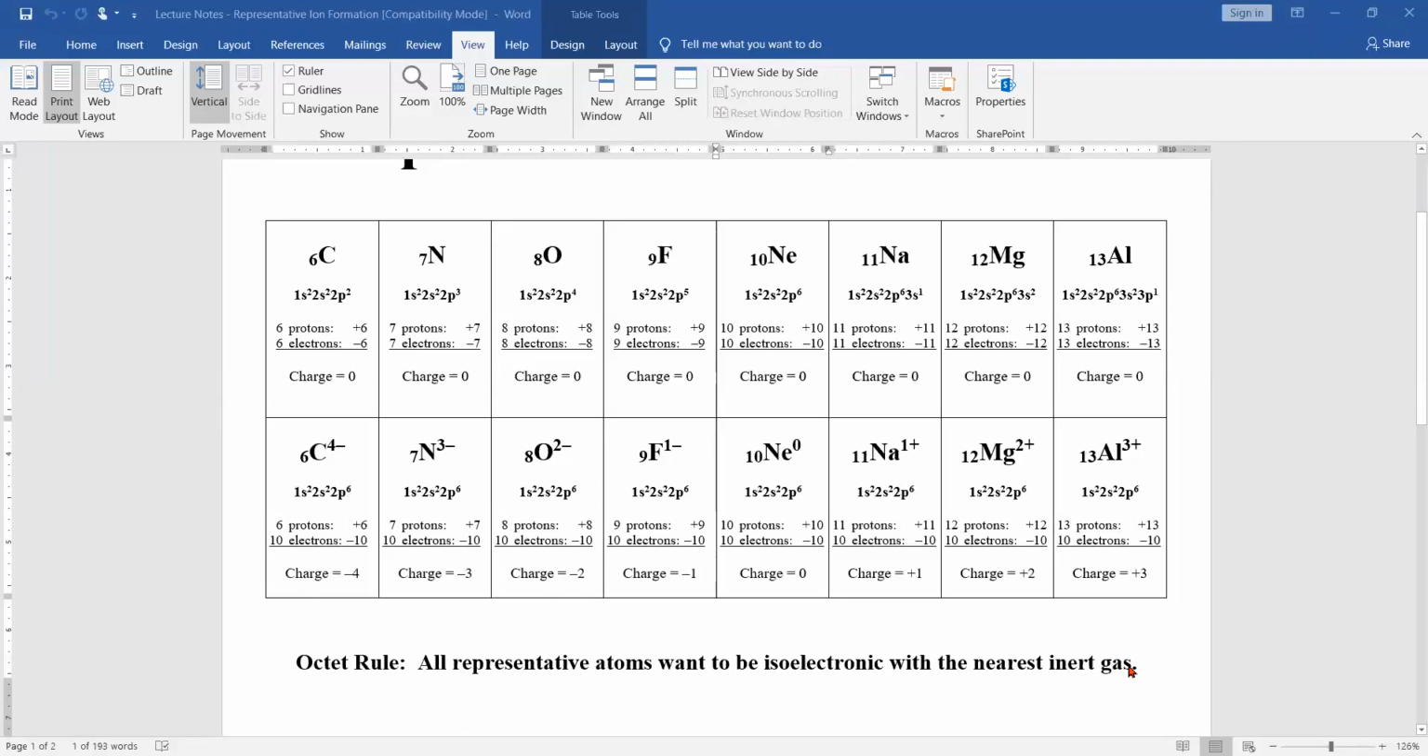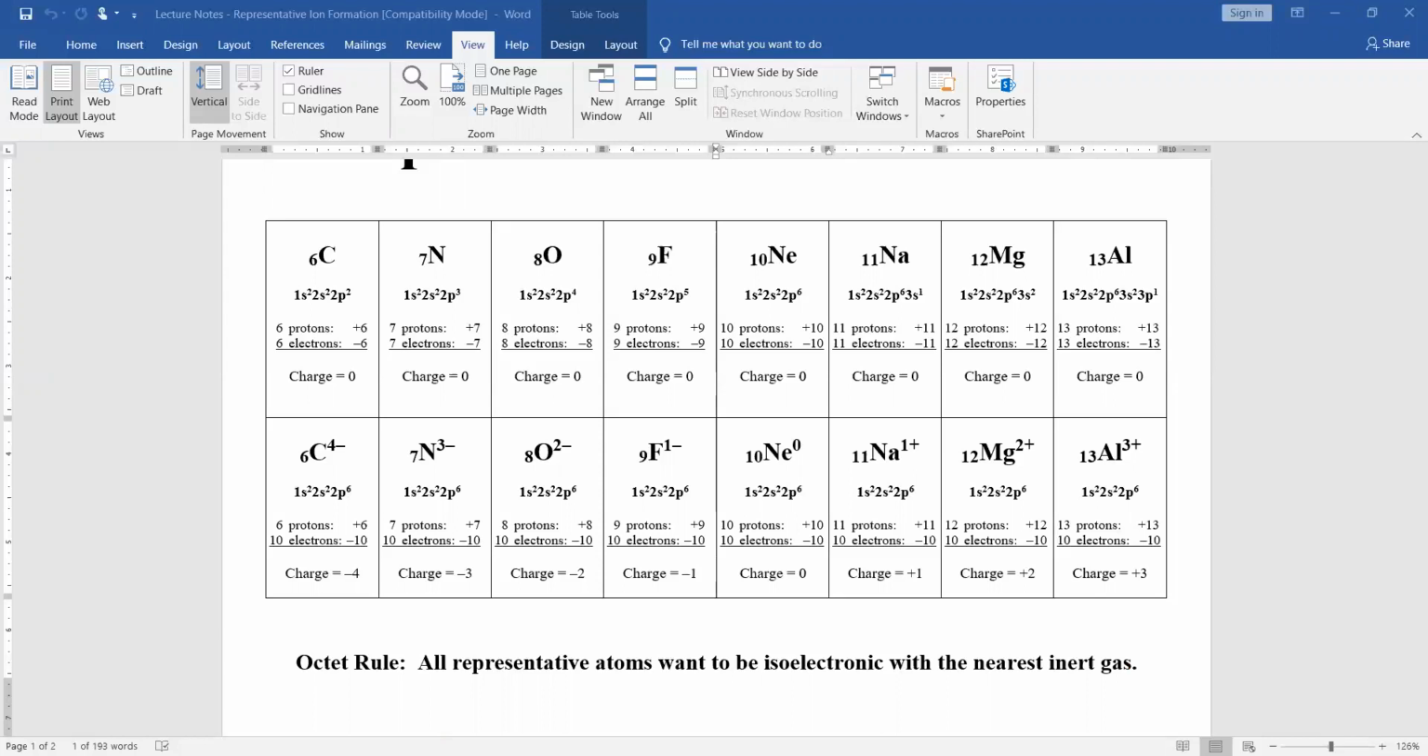Right now, let's dissect this octet rule. It's very, very important. You need to get that written down and put a box around it with stars all around it. It is extremely important. Again, I'm not going to say most, but a lot of chemical reactions occur because of this octet rule. All right, so let's dissect it.